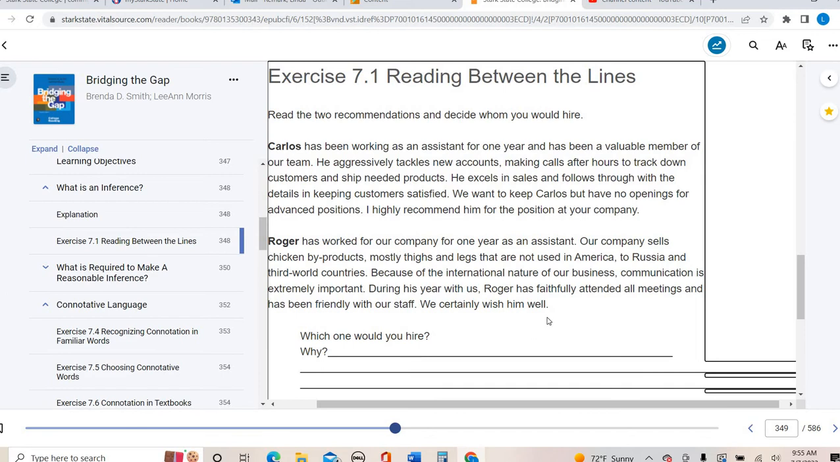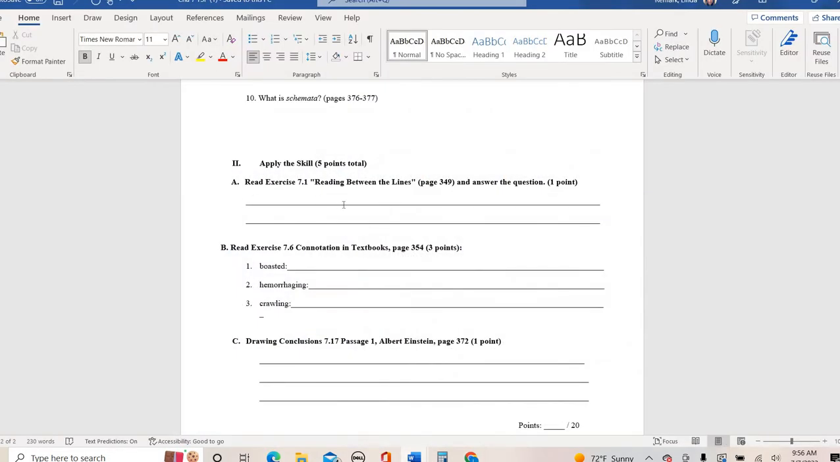It doesn't come right out and say here's why you should or should not hire this person, but there are hints in here as to who might be the better recommendation. Your job is to tell me who you would hire and why. So don't just put down a name. What is in the recommendation for Carlos or for Roger that would make you believe that they have the stronger recommendation and they're the one that, if you were an employer, you would hire for that position? That is what you are working on for part A. Who would you hire and why?